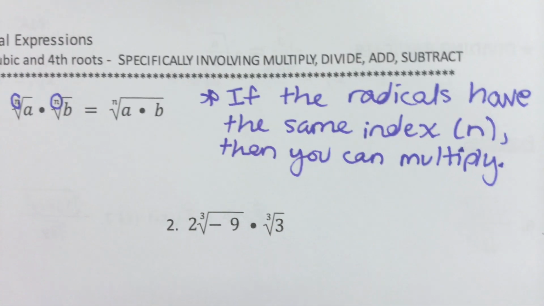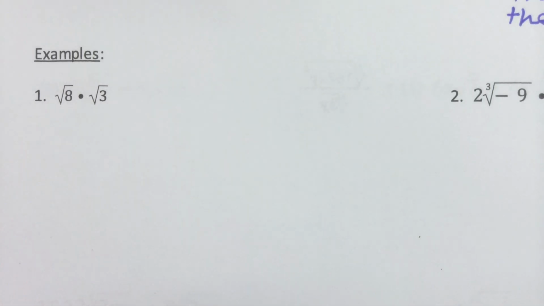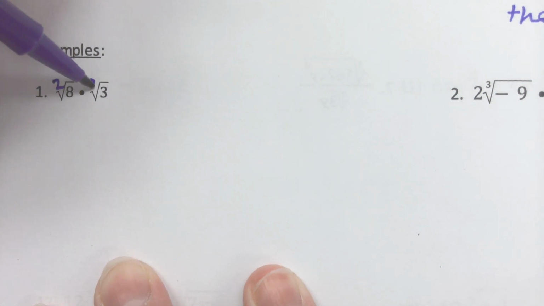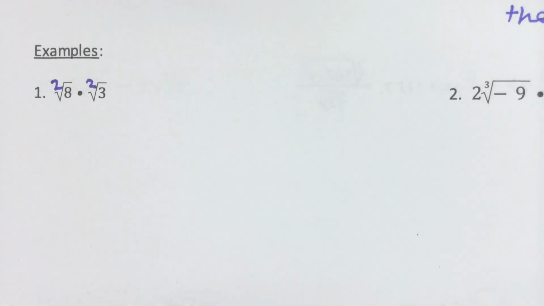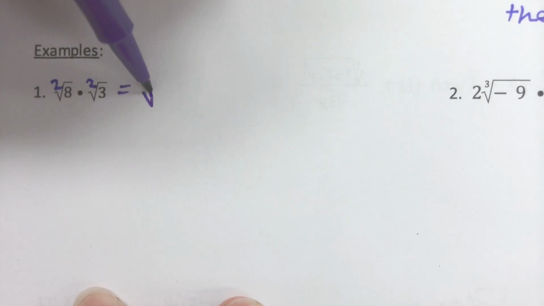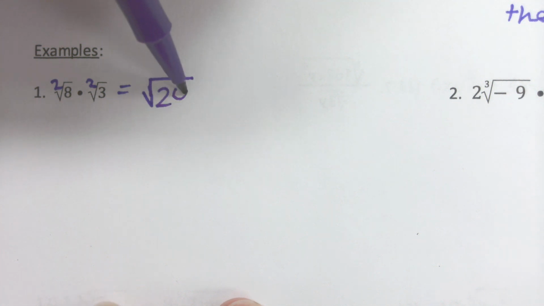Let's take a look at our first example here. Number 1, here we have the square root of 8 times the square root of 3. Again, just quickly verify that that index is the same before you jump in and multiply. So we'll multiply those together. 8 times 3, that's 24.